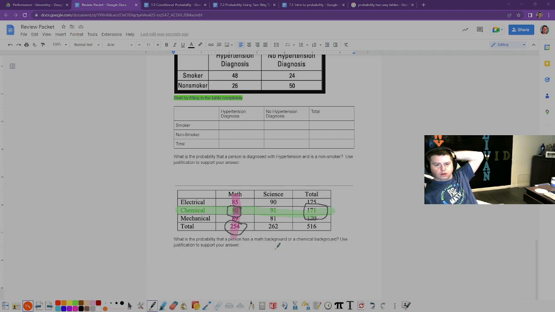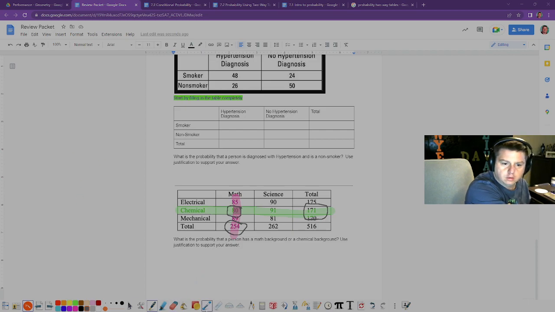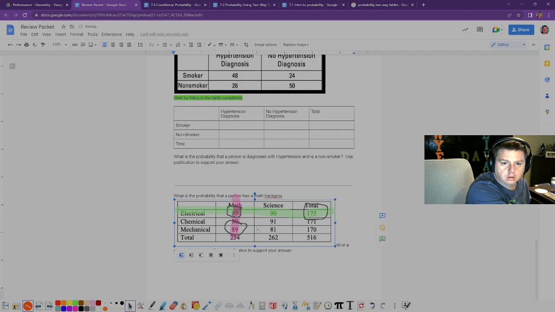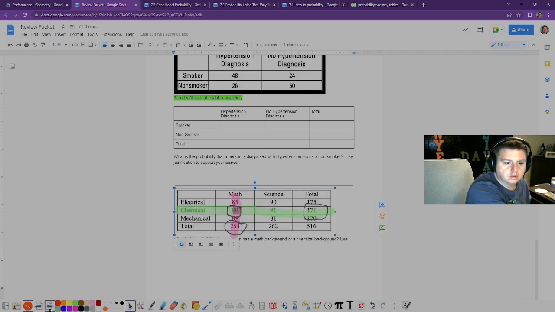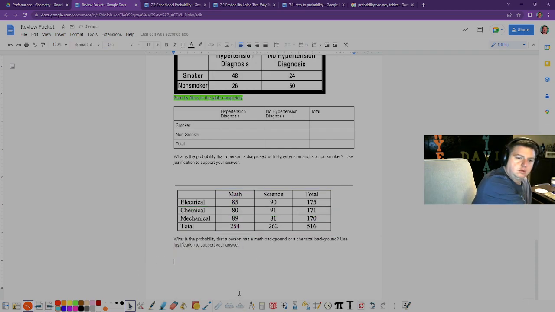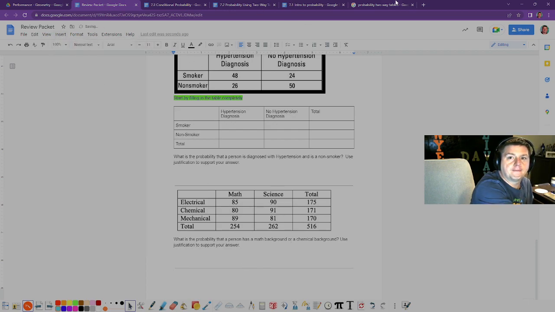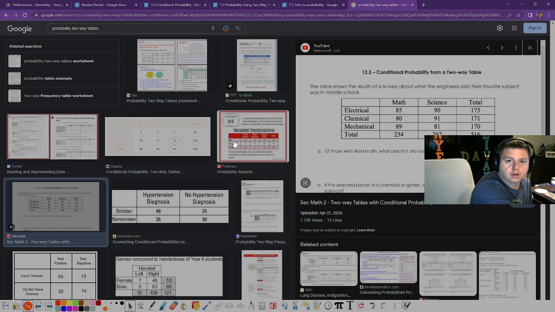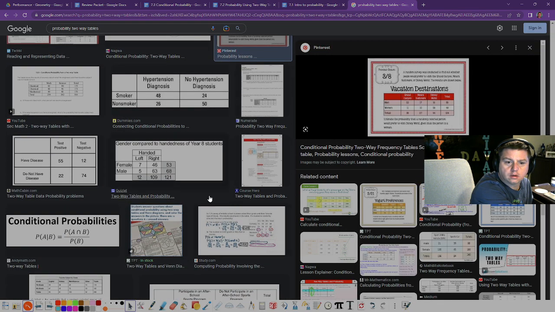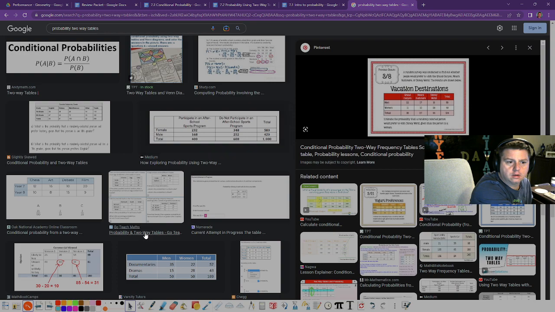But yeah, another good two-way table problem. I like that. That's a good one. Oops. Don't do that. Okay, let's skip that. Let's get off here. Okay, now insert horizontal line and go back to two ways.